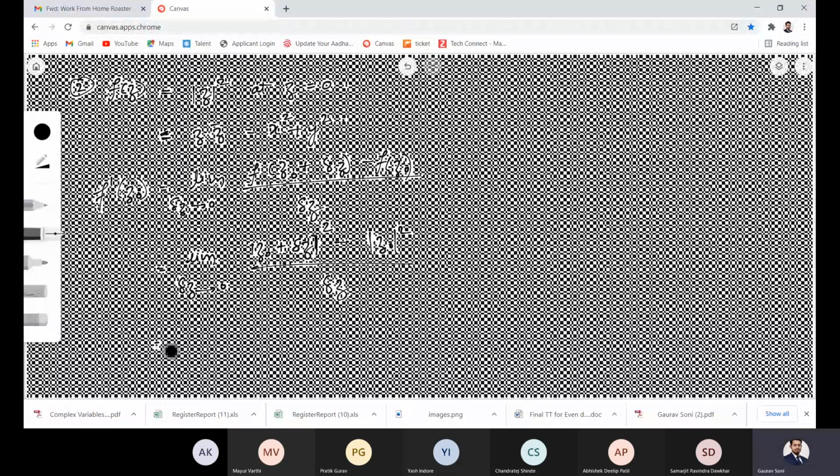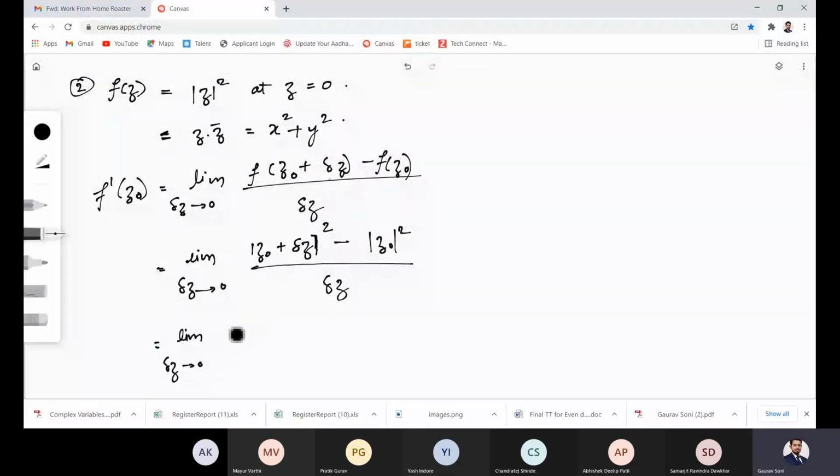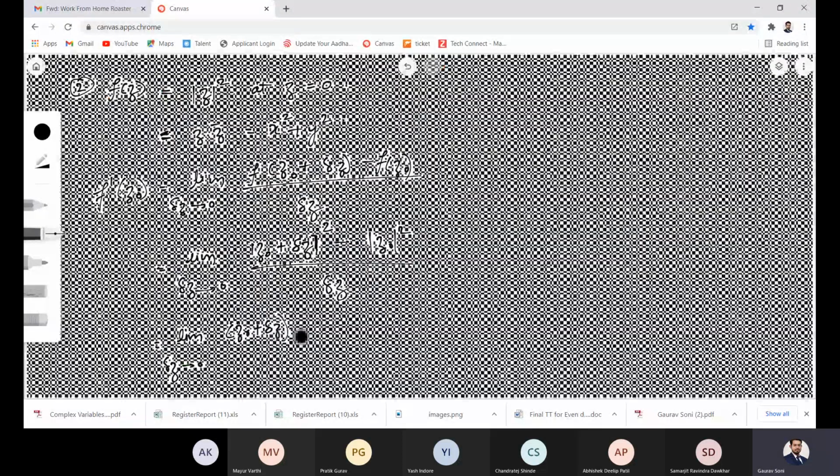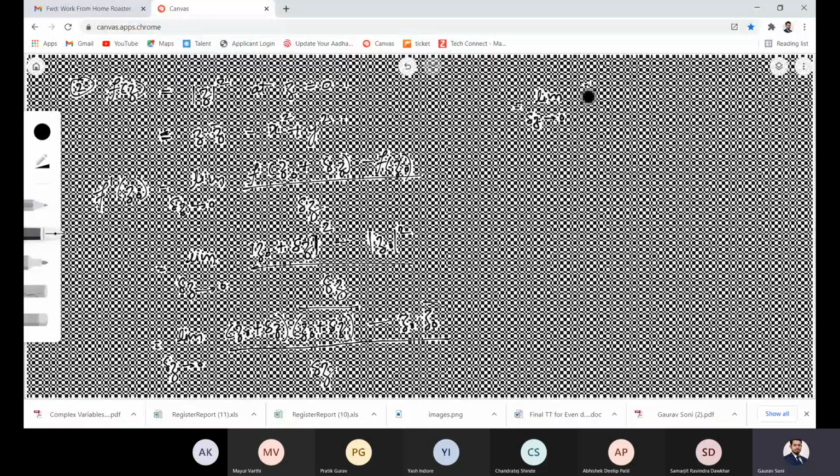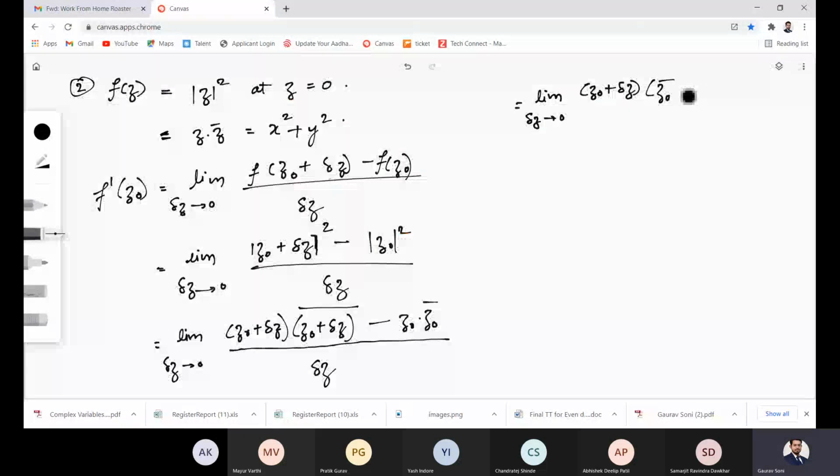Now we can simplify this just using our basic property. What is the basic property? Mod of z square is nothing but z into z bar. So this is z naught plus delta z into z naught plus delta z bar minus z naught into z naught bar upon delta z. So what do we get? This is equal to limit. You can multiply the two brackets, just the usual multiplication. z naught plus delta z bar is actually z naught bar plus delta z bar. So I'll just write that step, into z naught bar plus delta z bar, minus z naught into z naught bar.